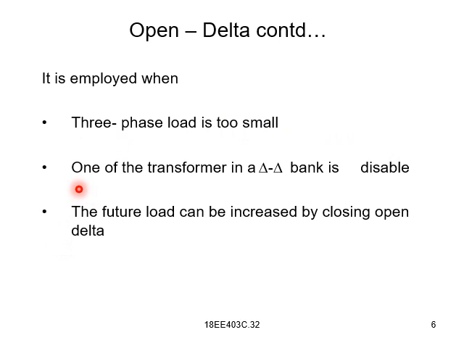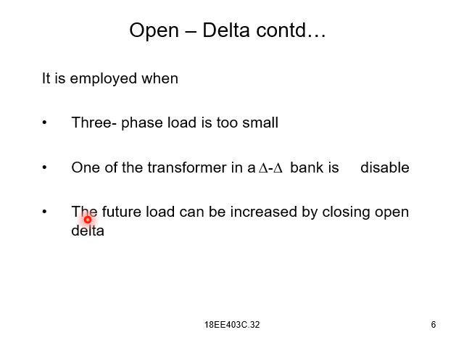And the other is if one of the transformers in a delta bank is disabled. That is a delta bank. If any one of the phases is disabled, then the open delta is employed, obviously.